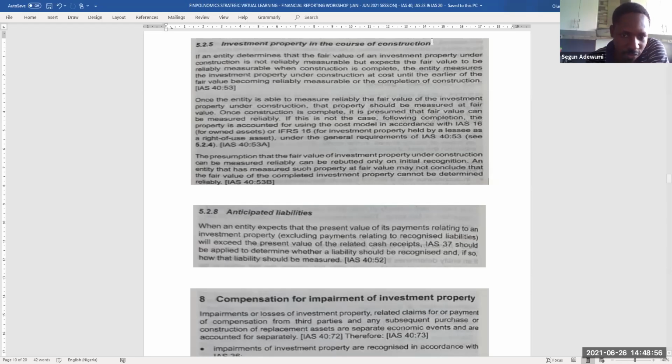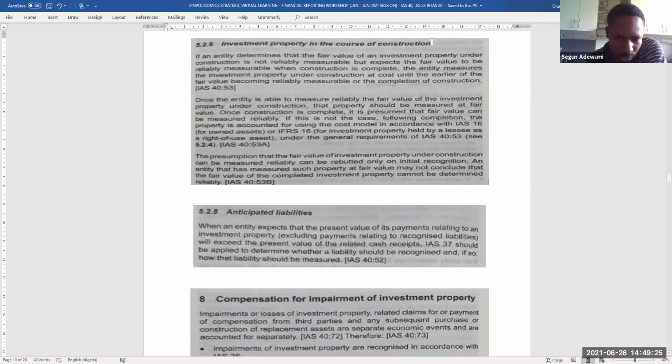IAS 40, paragraph 53b. Anticipated liabilities. When an entity expects that the present value of the payments relating to an investment property, excluding payments relating to recognized liabilities, will exceed the present value of the related cash receipts, IAS 37 should be applied to determine whether a liability should be recognized, and if so, how the liability should be measured.